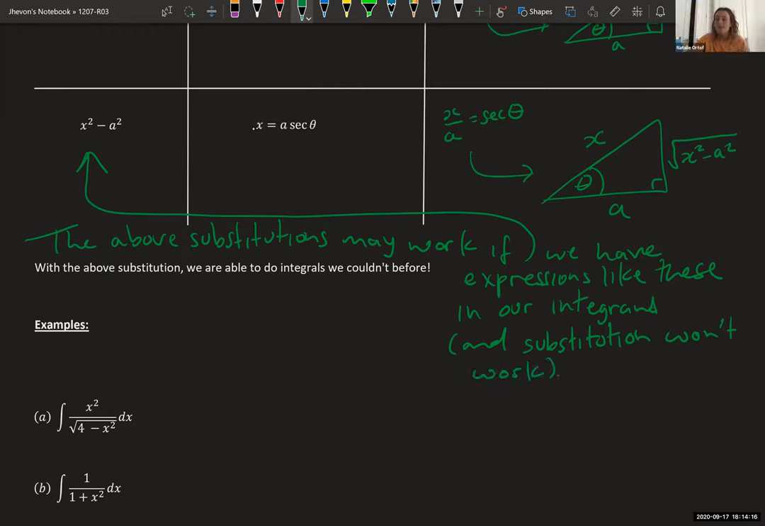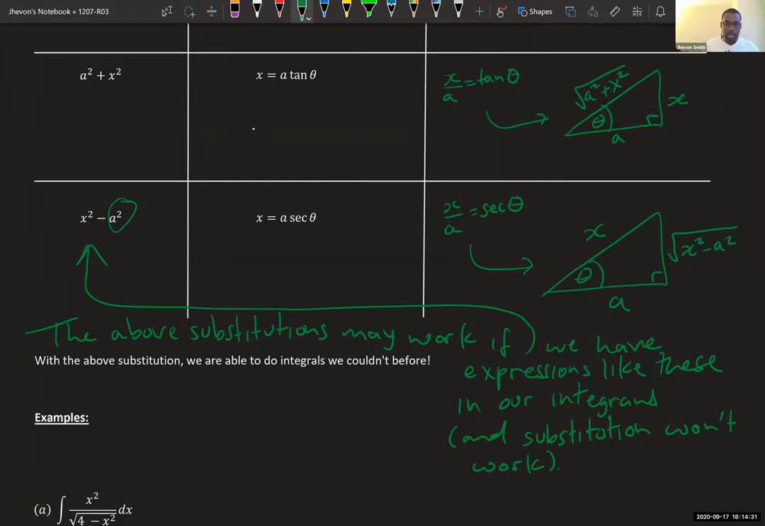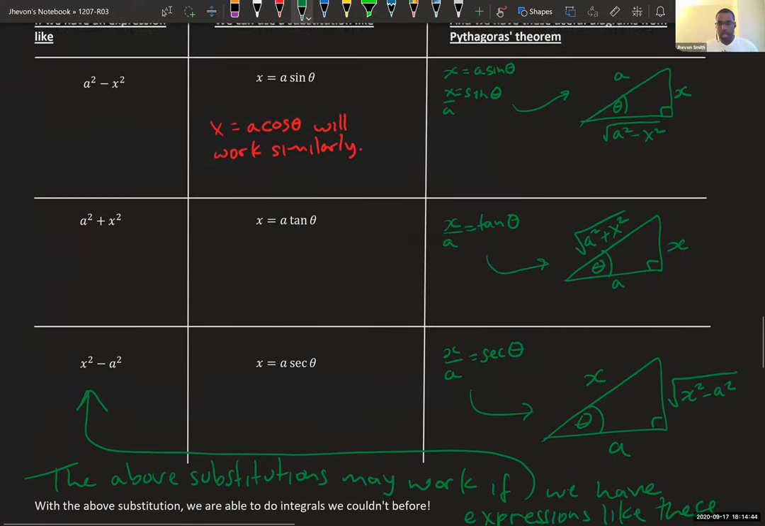Professor? Yes. When you're doing these kinds of problems, let's say it's like x squared minus 16, so then x would equal 4 secant theta? Yes. Okay, just making sure. Yeah, so you think of the constant as a square, so it's a squared, and your x is going to be a times secant theta, so yes. Gotcha, thank you. You always want to think of your constant as a square, whatever it is. And that allows you to take advantage of these ideas.